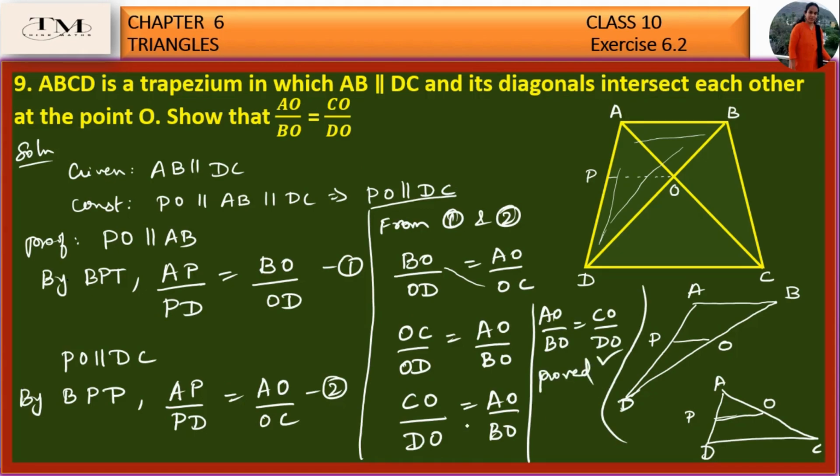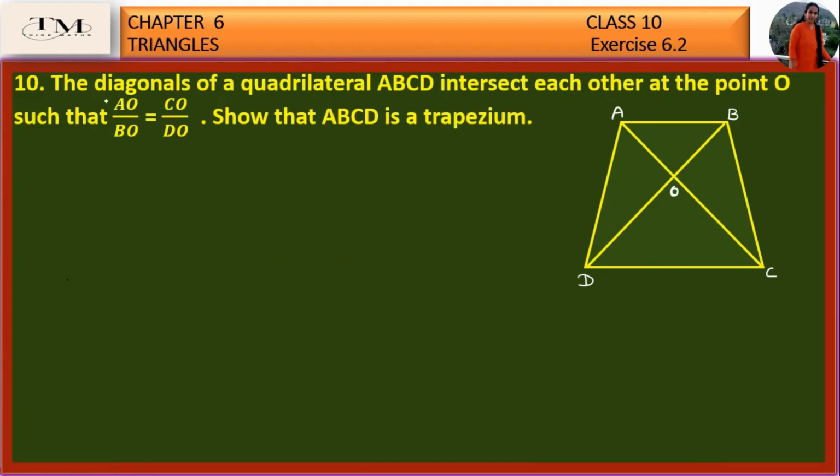I think you can understand this problem. So moving on to the last problem. The diagonals of a quadrilateral ABCD intersect each other at the point O such that AO by BO is equal to CO by DO. Show that ABCD is a trapezium. So what is a trapezium? One pair of opposite sides will be parallel. So we have to show AB is parallel to DC.